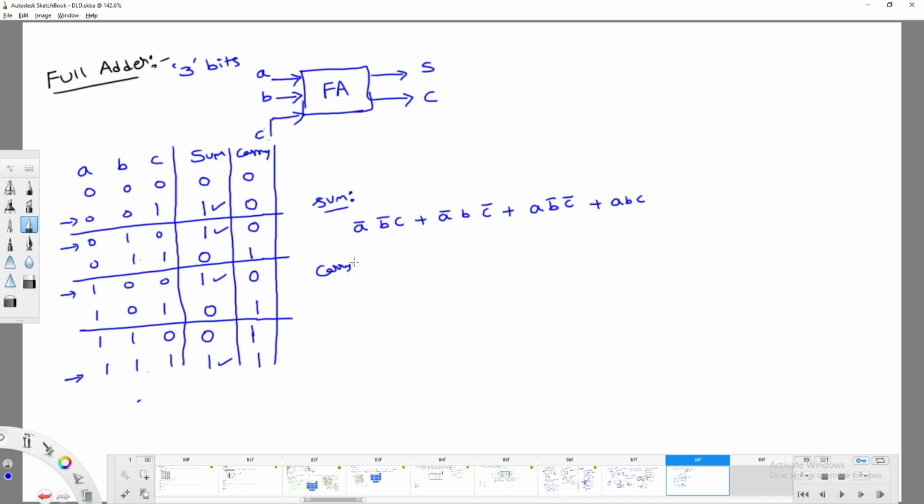Similarly, to generate the carry expression for the full adder, we select these. To select these, you need a bar, b, c, plus a, b bar, c, and a, b, c bar, and a, b, c. Okay, fine. Now with this expression, can we construct the circuit or not? Yes, we can construct this easily.